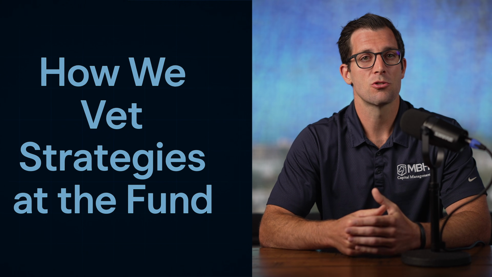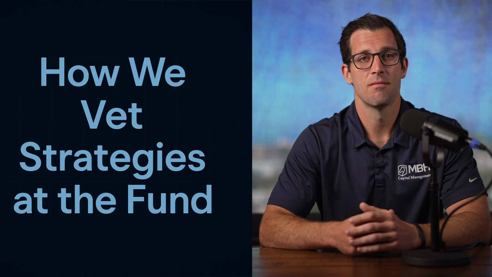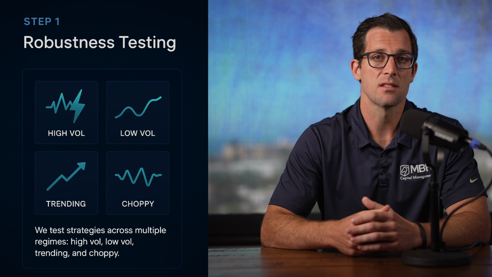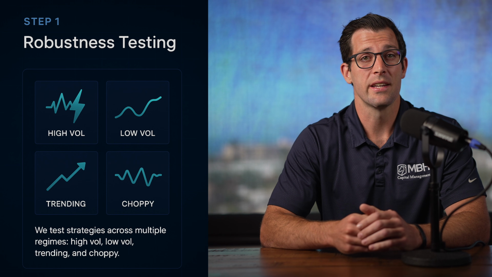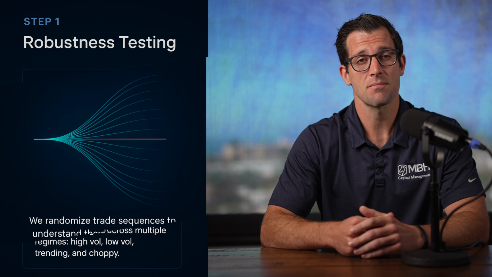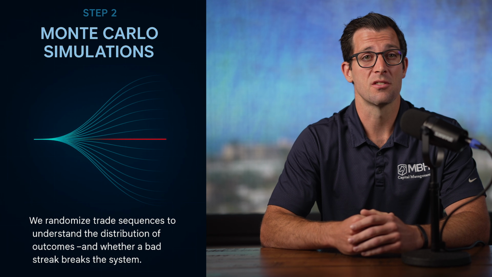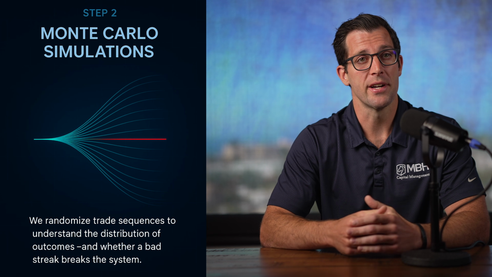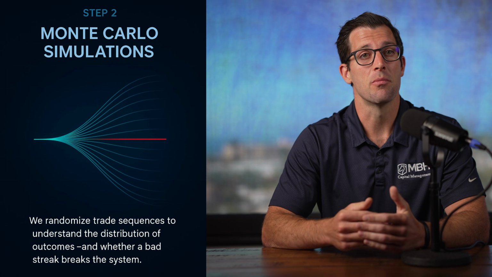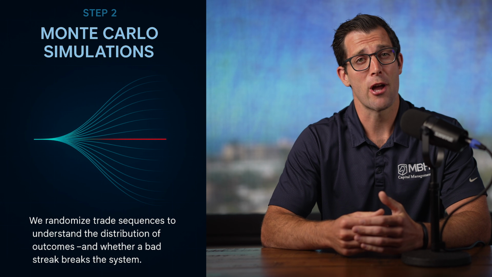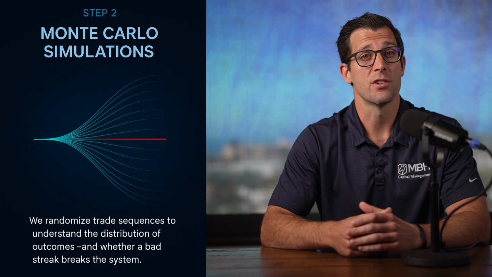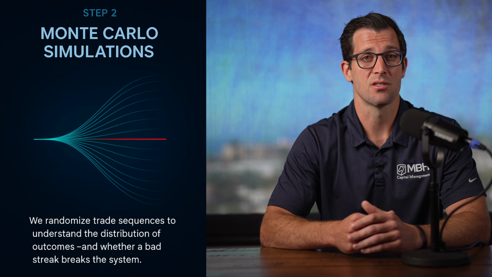Here's how we approach strategy development in my hedge fund. Step 1, robustness testing. We test across different market regimes, high vol, low vol, trending markets, choppy markets. If it only works in one condition or in 2020 or the last 6 months, it doesn't make the cut. Step 2, Monte Carlo simulations. We randomize trade sequence to understand the distribution of the outcomes. Can your strategy survive variance, or does one bad streak wipe out all your results?